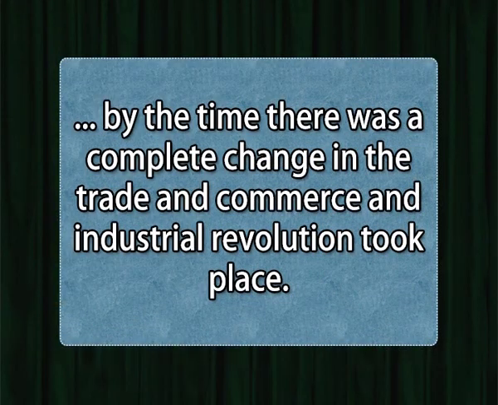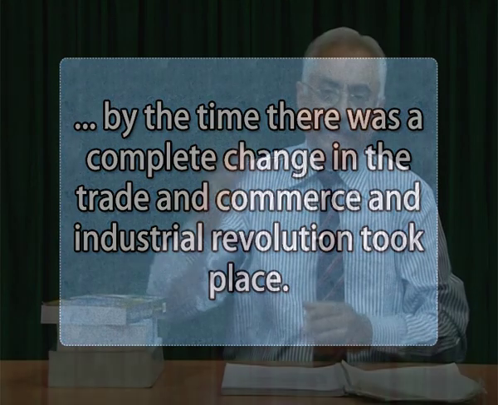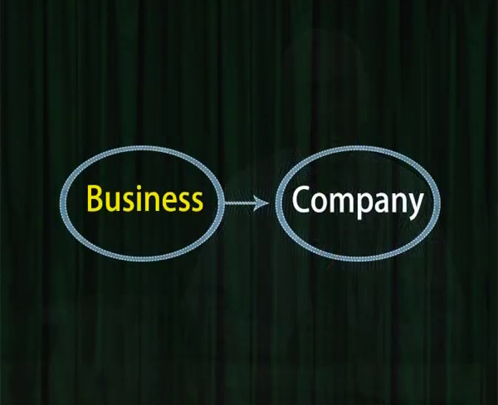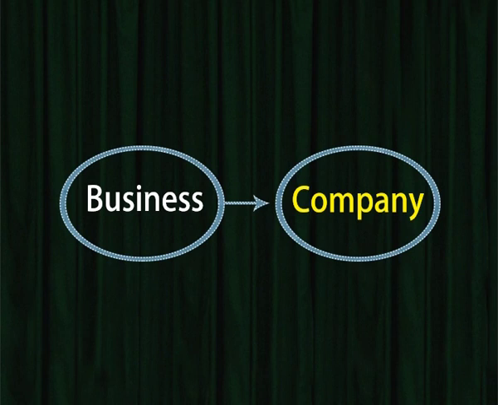So, these disadvantages started coming in the partnership form of business, and by that time there was a complete change in trade and commerce, and the industrial revolution took place. Certain technical aspects started coming in, and it was realized that this form of business would not be suitable to run in the present scenario. So, this gave birth to the company form of organization.